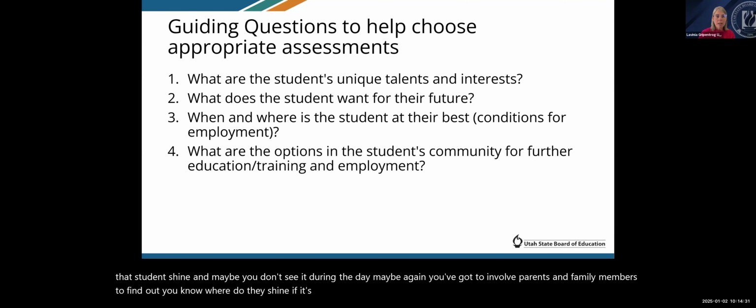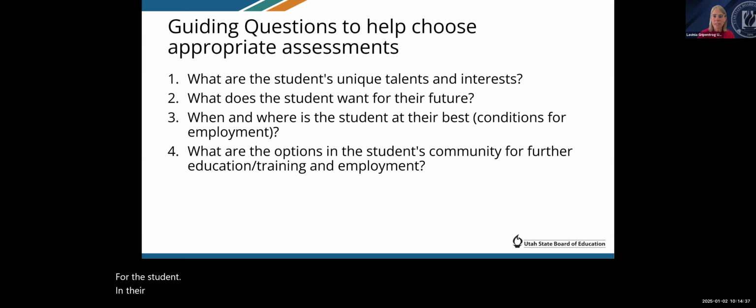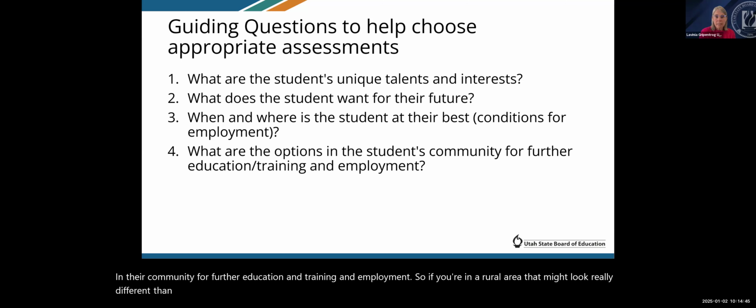And then, what are the options for the student in their community for further education and training and employment? If you're in a rural area, that might look really different than if the student lives in Salt Lake City, right?